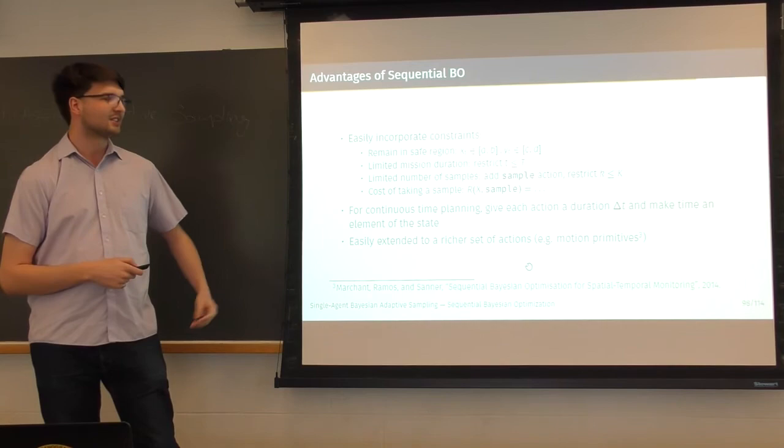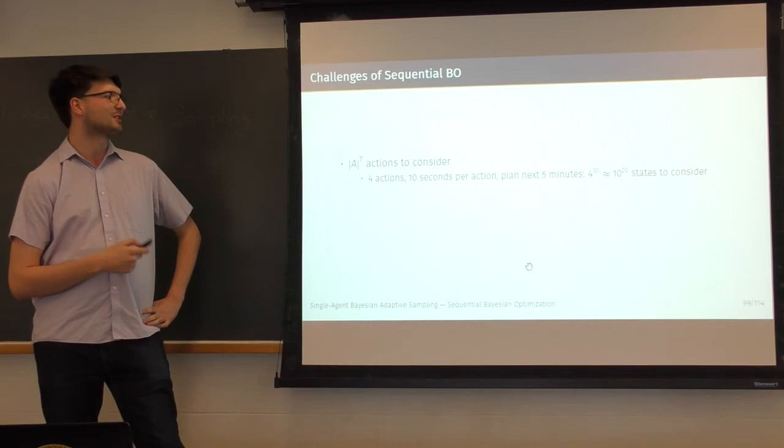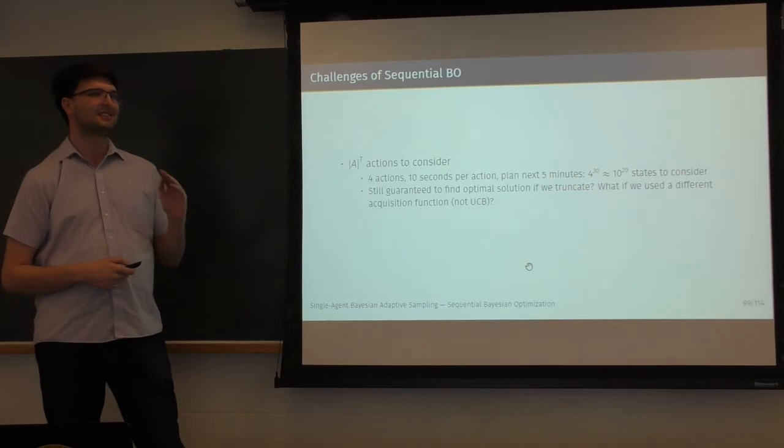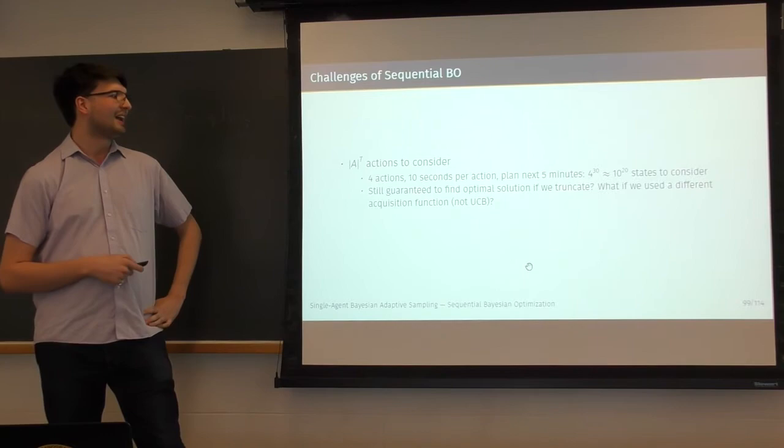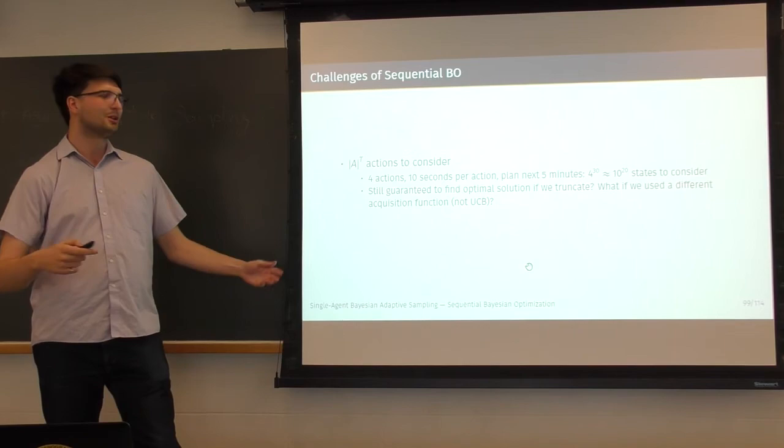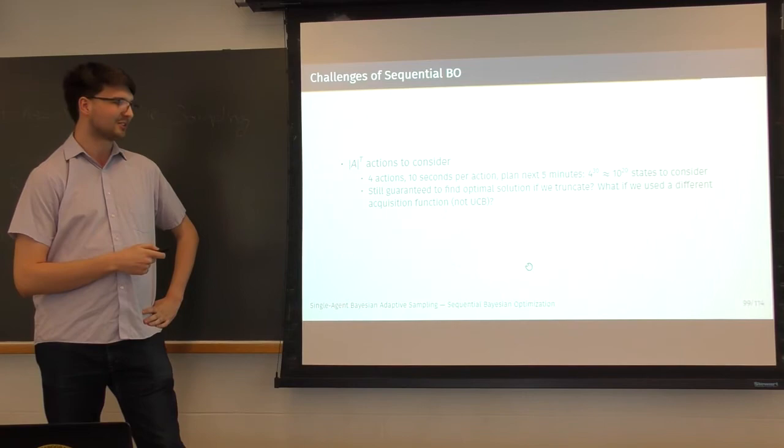The complexity is high. For example, with four actions, 10 seconds to execute each action, and planning for the next 5 minutes, that's 10 to the 20 states in your tree, if you want to consider all of them. And you're not guaranteed to find the optimal solution as I've presented it, the global optimum, if you truncate this tree below the maximum depth of what you could do in your time limit.